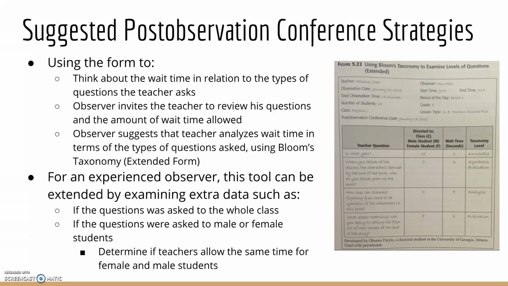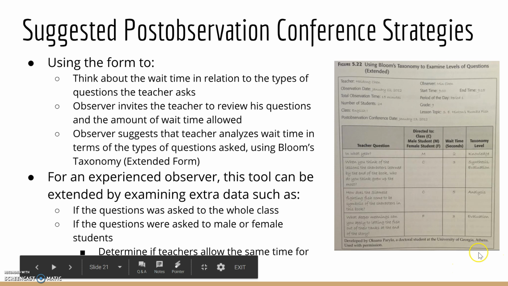Next, an observer can also support teachers by giving an extended extra data column where teachers will analyze if the questions were asked as a whole class or they were asked to male or female students.